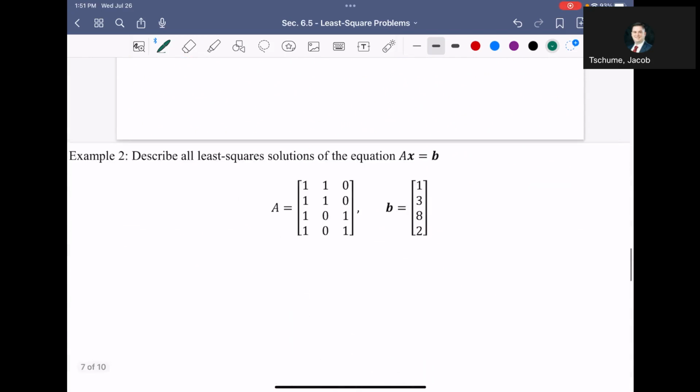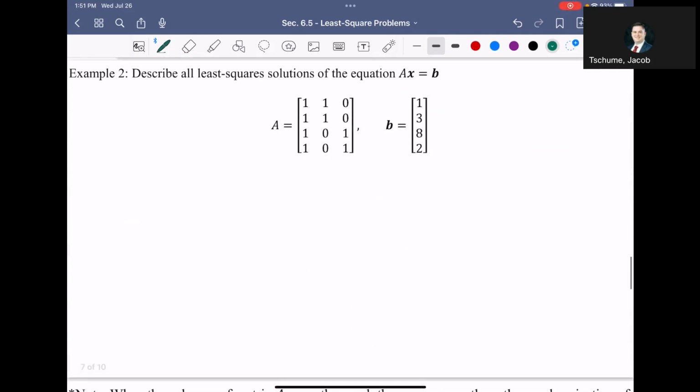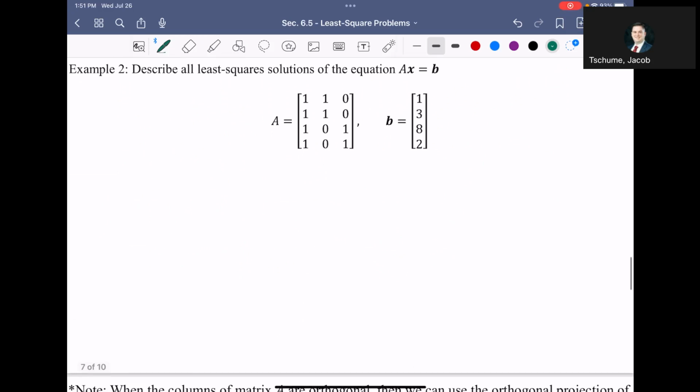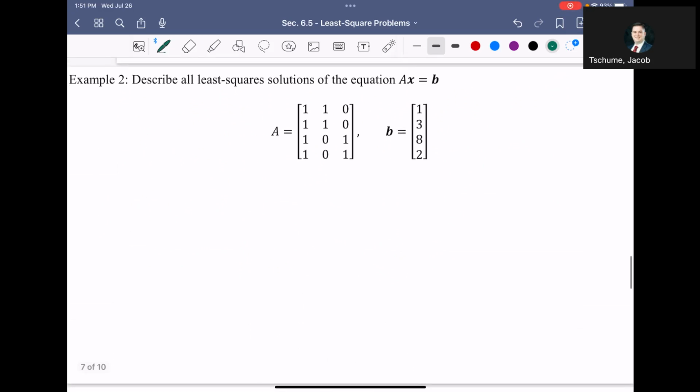All right. So now that we've learned how to find the exact unique solution or the least squares error, what if you're trying to describe all the least squares solutions of a matrix equation? So here I've given you a matrix A of the 4x3 variety, and I've also given you a 4-dimensional vector B. So what I want to do is find an x hat as a description of all of them, which means it's probably going to have infinitely many solutions.